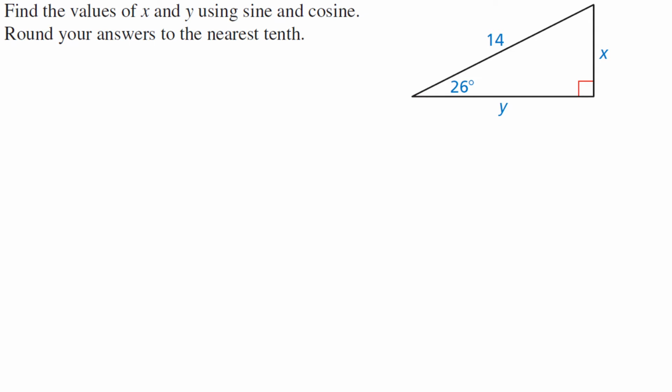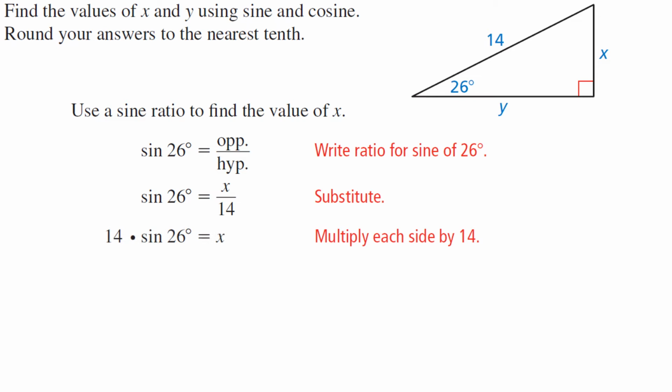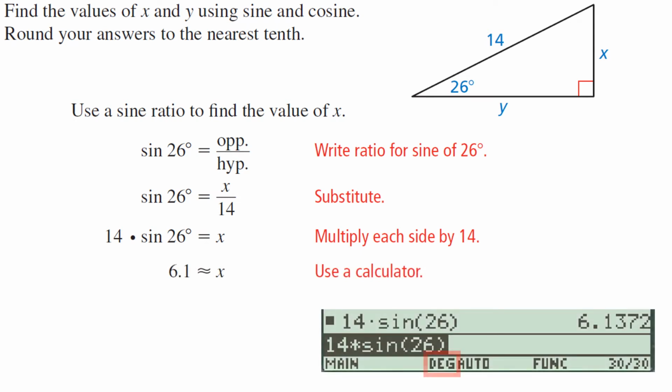Find the values of x and y using sine and cosine. Write your answers to the nearest tenth. All right, so we have to use decimal approximations. So for x, why am I going to use sine? Well, because for 26 degrees, opposite is x, what we're trying to find. Hypotenuse is what I know. So 14 times the sine of 26 degrees will give me the value of x. Come up with about 6.1.